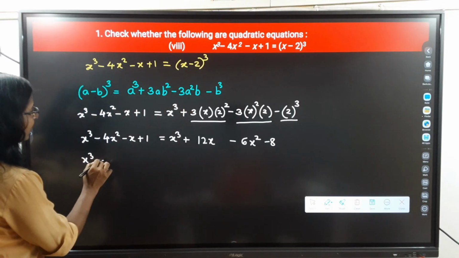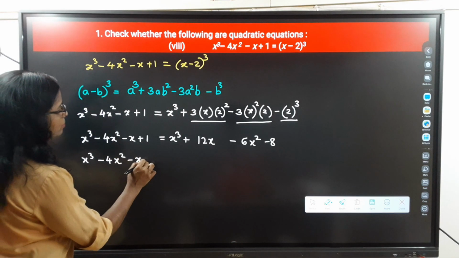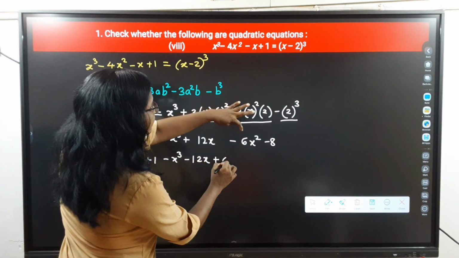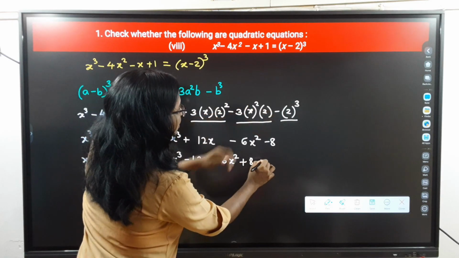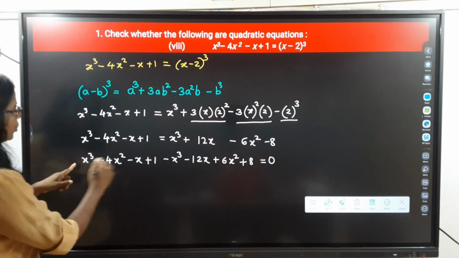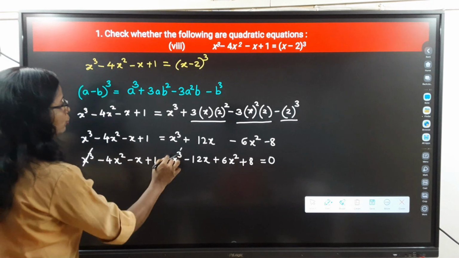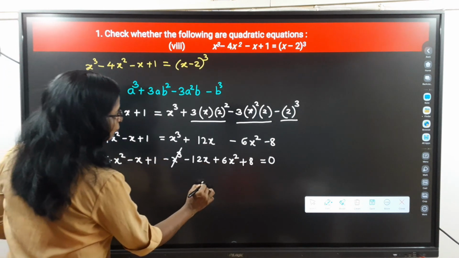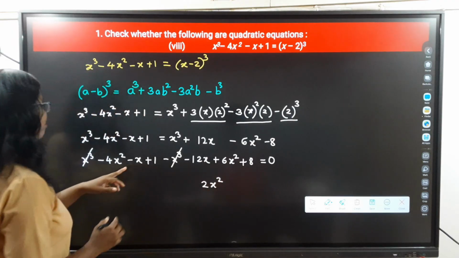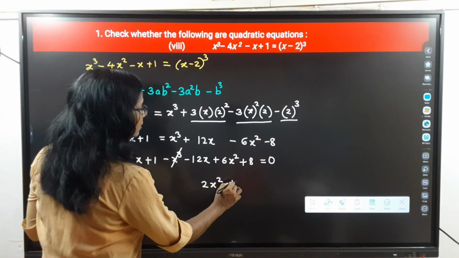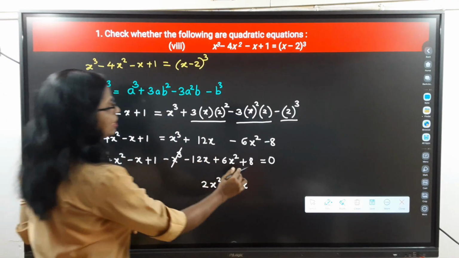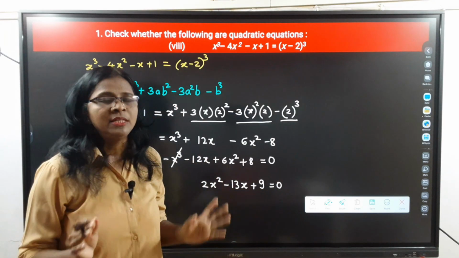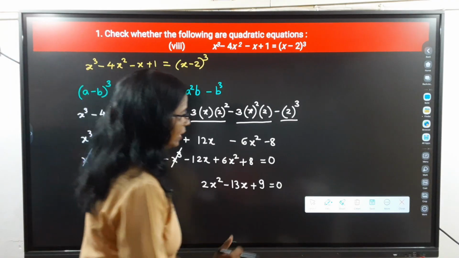So x cube minus 4x square minus x plus 1 minus x cube plus 6x square minus 12x plus 8 is equal to 0. Then x cube minus x cube cancels out. Then minus 4x square plus 6x square, that means 2x square. Then minus x minus 12x, minus 13x, and plus 1 plus 8, that is plus 9, is equal to 0. So this is the final simplest form of the given equation.